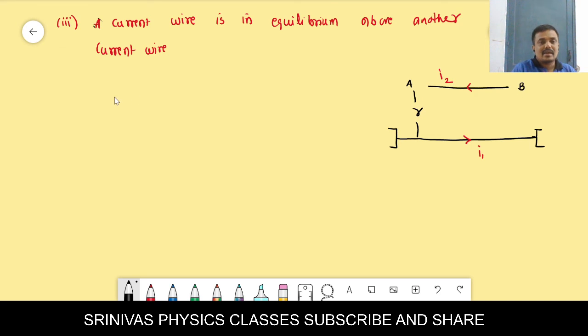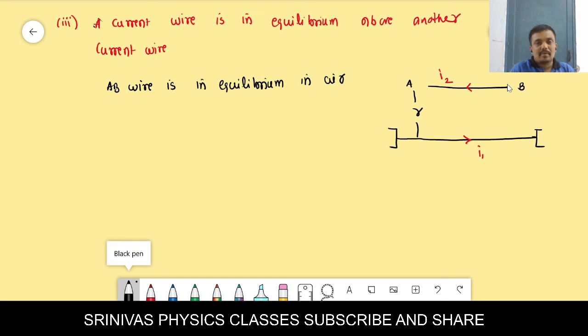This AB wire is in equilibrium in air. Equilibrium means what? Under the forces, if the object is at rest, then that is said to be in equilibrium. Okay. Now whether this lower wire repels the upper wire or not? Yes or no?